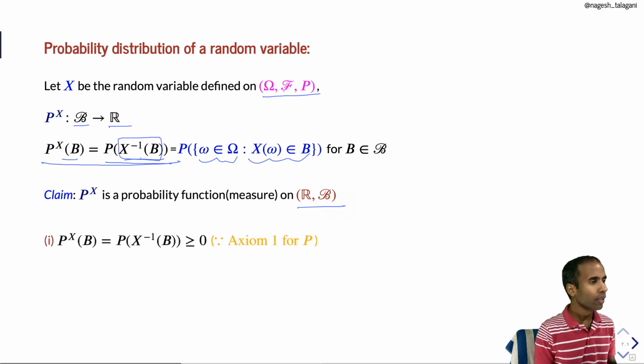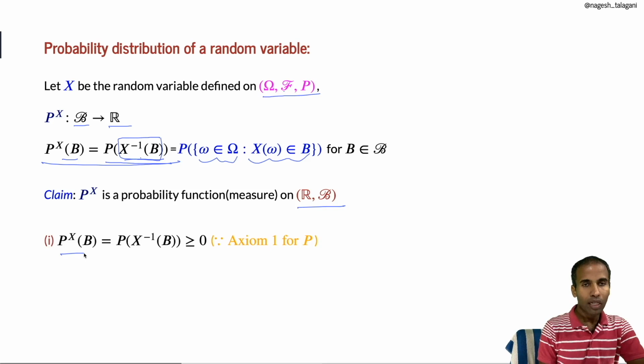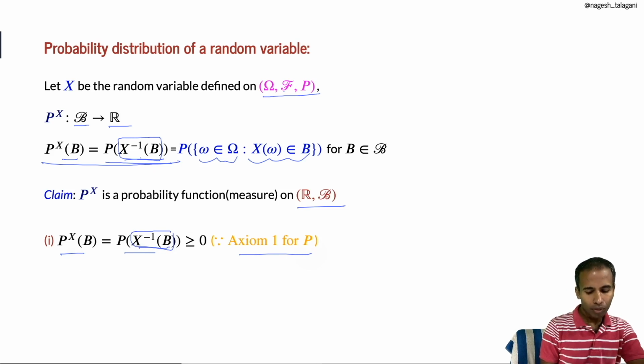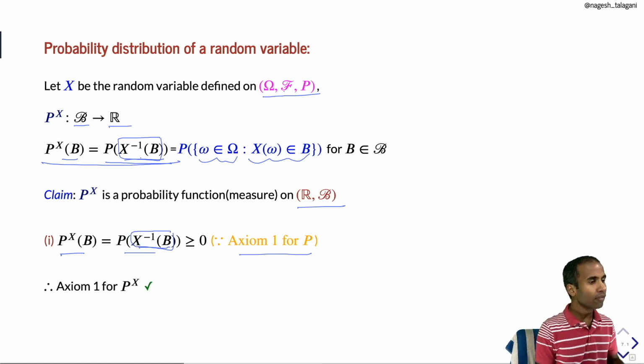Axiom 1. First of all, Px of B, according to the definition, is the probability of X inverse B. X inverse B is some event in script F. We know that from axiom 1 of the probability P, the probability of any event must be non-negative. So we can be sure that this is non-negative. Therefore, axiom 1 is verified.